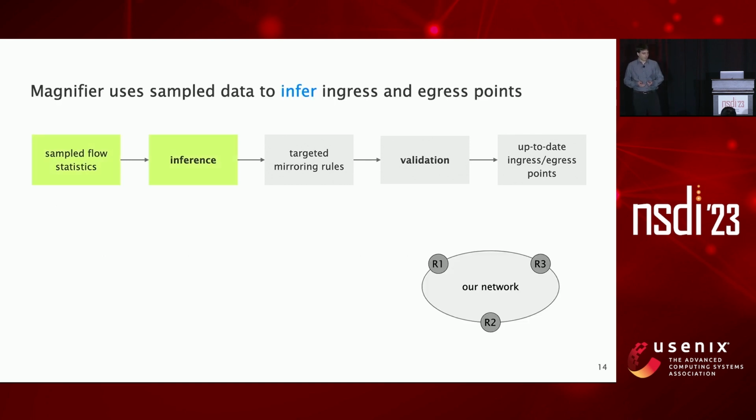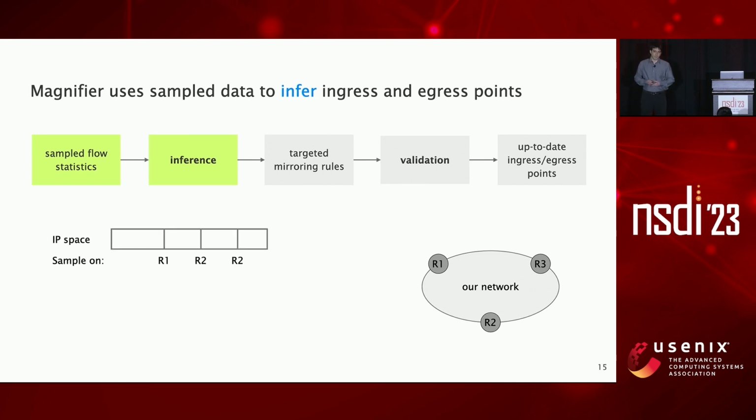So let's look at the first step in detail. Magnifier receives some sampled flow observations and once again, looking at real data, we observed sampling frequencies of 1 in 1,000 or 1 in 4,000, meaning we only get very few packets here. And the main goal of the inference step is to cover as many IPs as possible with as few subnets as possible.